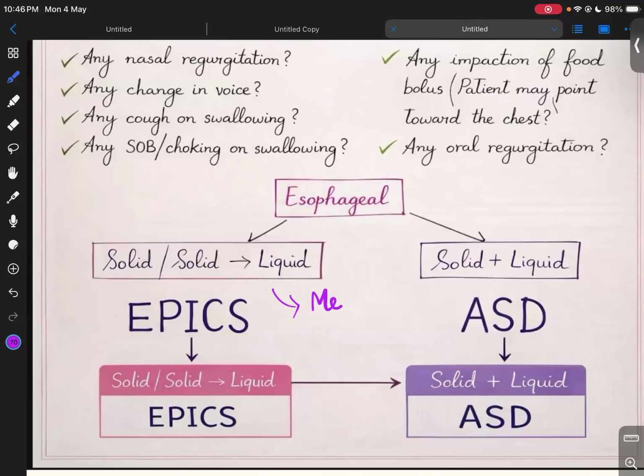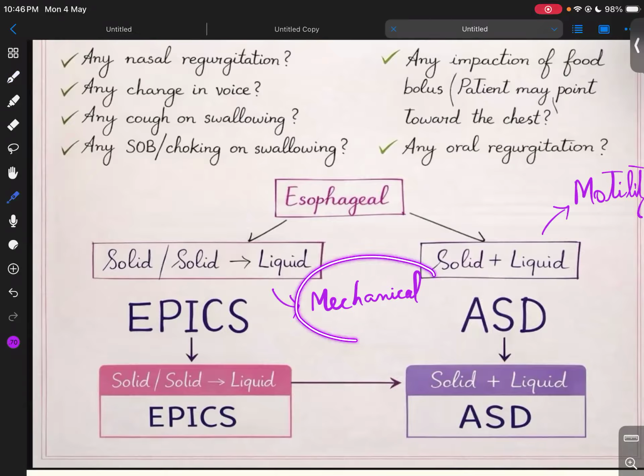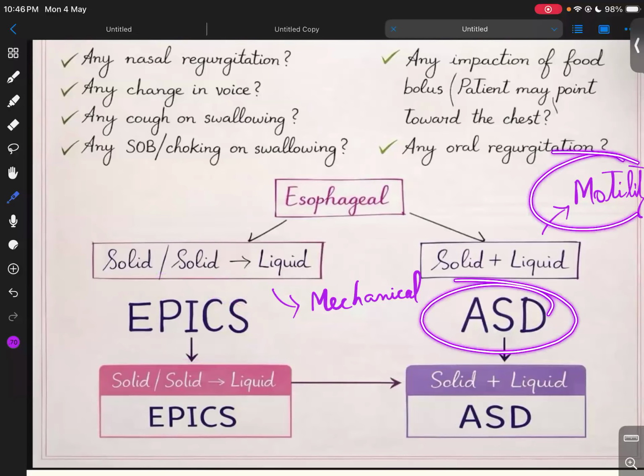So mechanical. This is motility. So these are the two types of esophageal dysphagia. ASD I'm going to discuss in detail. This is a mnemonic. Okay. So what are the causes of mechanical dysphagia? Mechanical esophageal dysphagia. The mnemonic is APICS. And the mnemonic for motility disorder dysphagia is ASD.